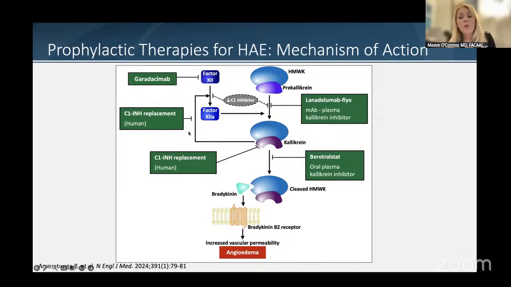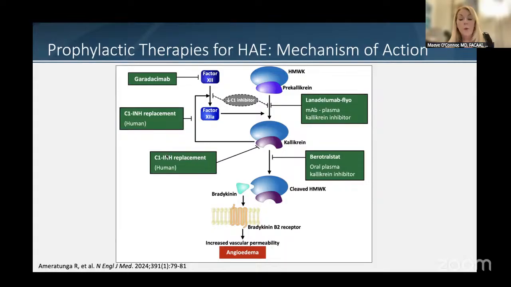So looking at this, you can see C1 inhibitor replacement therapy. You can see that's restoring the baseline inhibitor levels. And then lanadelumab is a monoclonal antibody inhibiting plasma kallikrein. And then berotralstat, the first oral kallikrein inhibitor for prophylaxis.